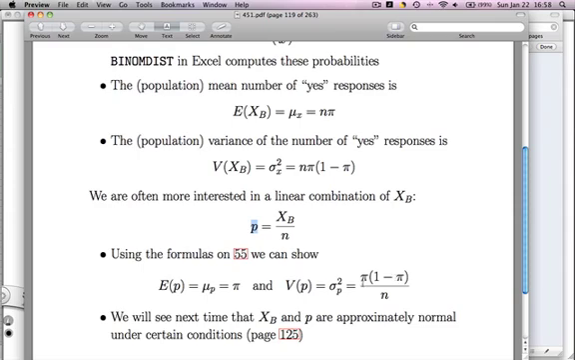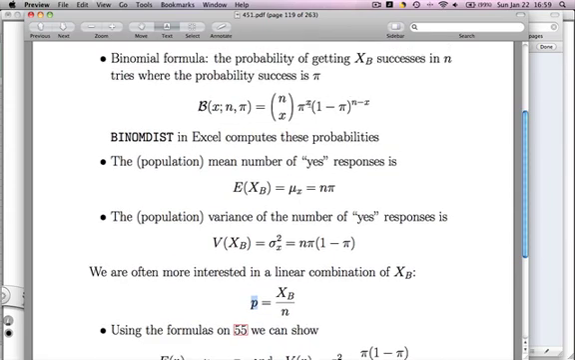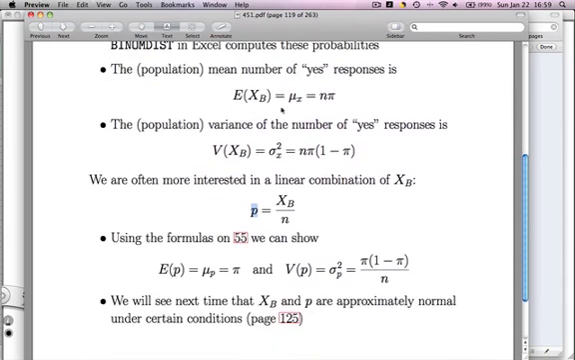The last result I'm going to just state at this point, and then in a subsequent video we'll come back to it in much more detail. So what we'll see is that the distributions of X_B and P are approximately normal, provided our sample size is large enough. Now, large enough will be defined more precisely in a few slides. This is a very profound result because it's going to mean that we can use the normal distribution to find probabilities rather than this very tedious formula or BinomDist. So that's going to save us a whole lot of work.